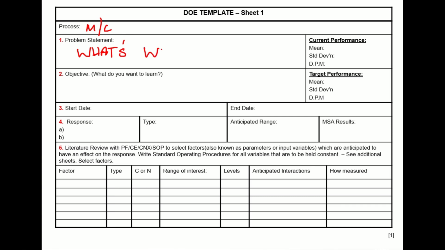Problem statement. The problem statement is obviously what's wrong. So pretty straightforward. If you're in a manufacturing situation, maybe you might have some historical data as to how the current process works. Next one down, it says, what do you want to learn? Now I know what you want to learn. You want to learn how to fix this. You want to learn how to fix the problem.